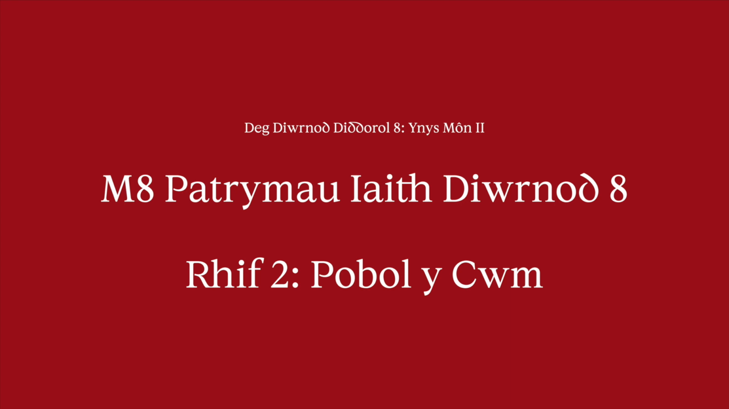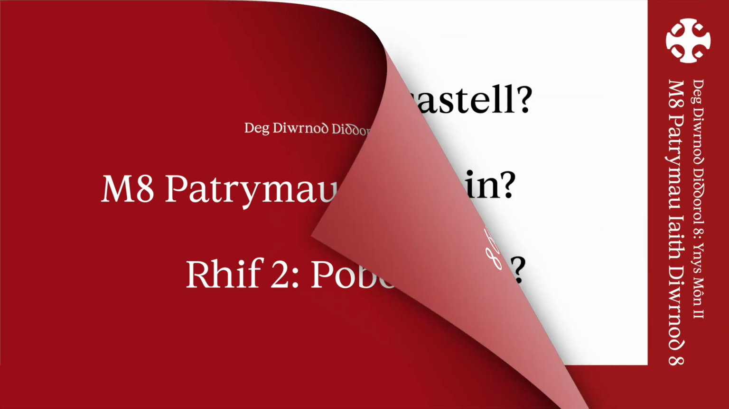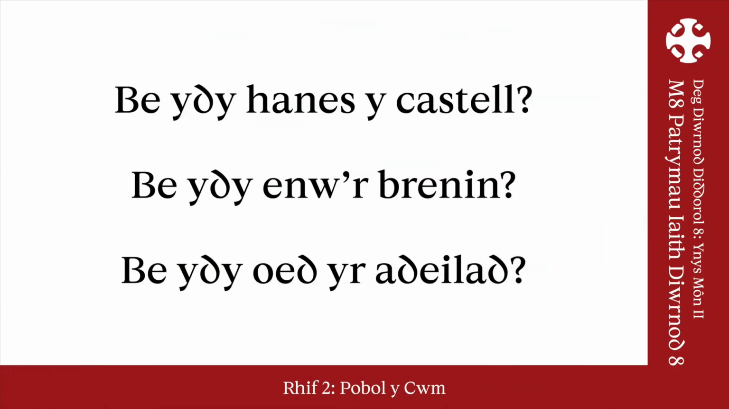Rhif 2. Pobl y cwm. The people of the valley. Remember that the definite article denotes a specific noun.